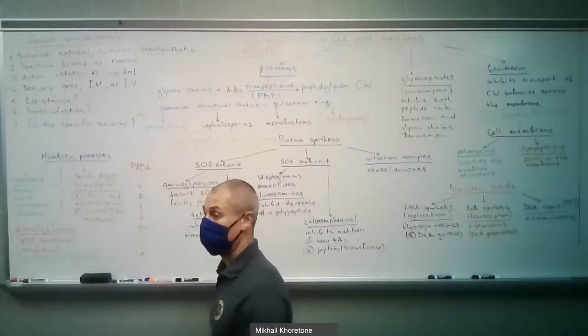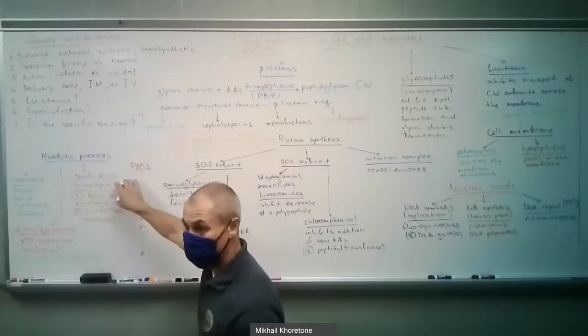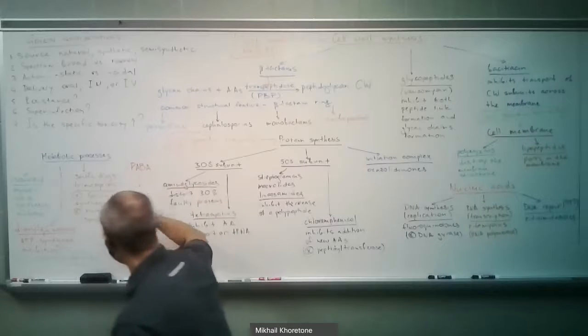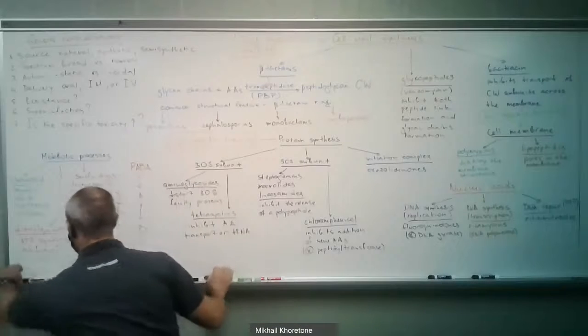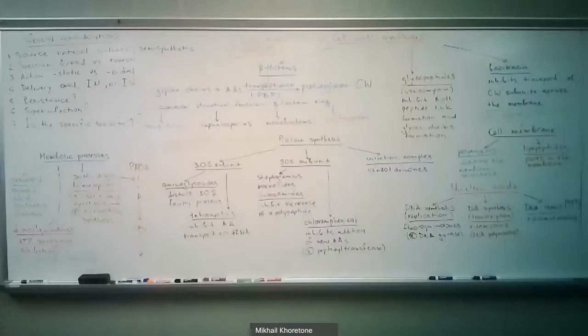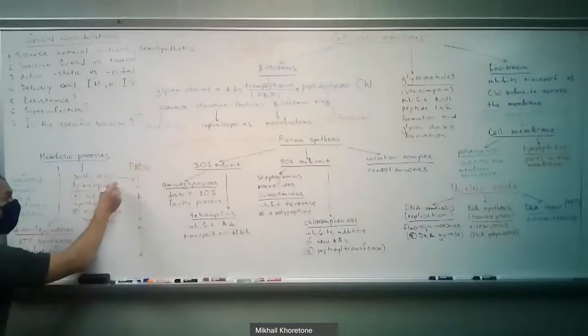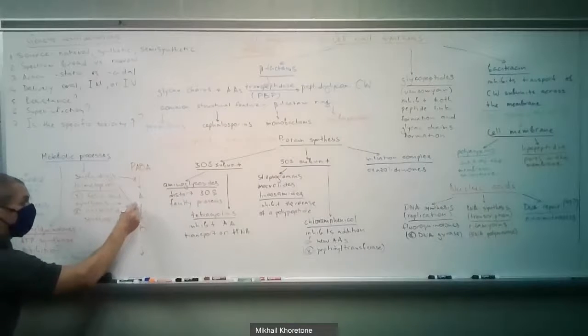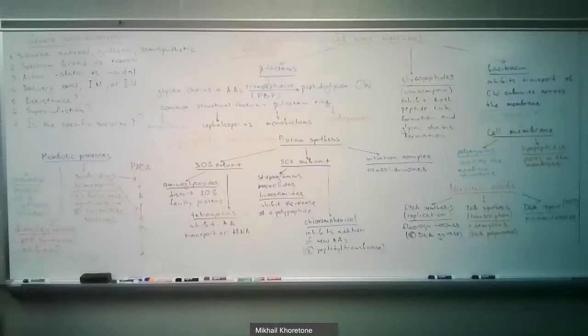So sulfa drugs, look, they inhibit the first step of the pathway, the first enzyme. And trimethoprim inhibits the second step of the pathway. Those are competitive inhibitors, okay? So they competitively inhibit two different enzymes of the same metabolic pathway.